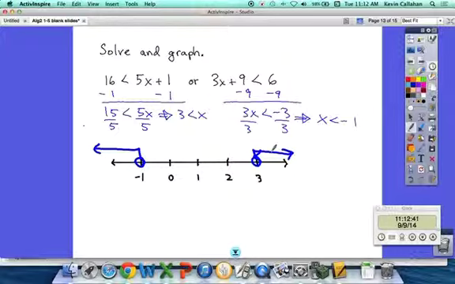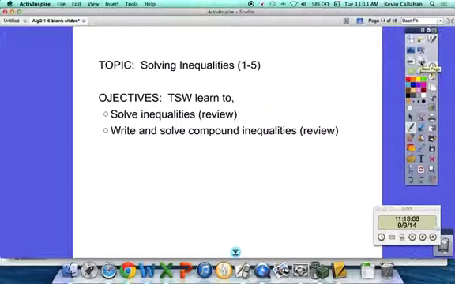And if you're just going to write it, not draw it, you would have to write it like this. You would say, x is greater than 3, or x is less than negative 1. Something like that. Just got to make sure you use the or. You started with an or, it's still an or. Okay. So good. That's it.